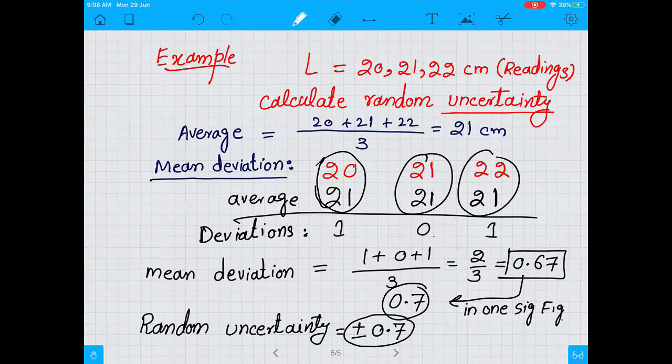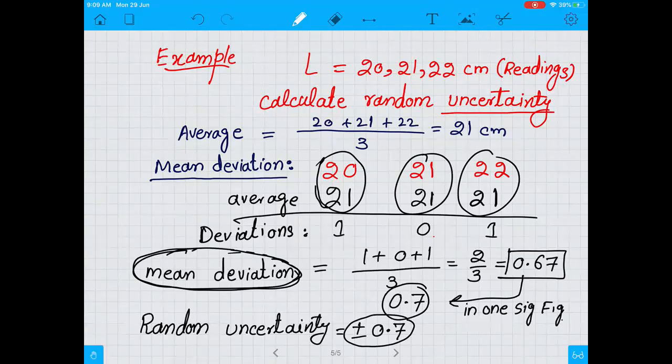So basically, calculate the average, calculate the differences of individual readings with the average, that is called deviations. Then calculate the average of deviations, that is called the mean deviation. And then round the mean deviation up to one significant figure. Mean deviation written up to one significant figure with plus minus sign will represent the random uncertainty. This was calculating random uncertainty in a reading.